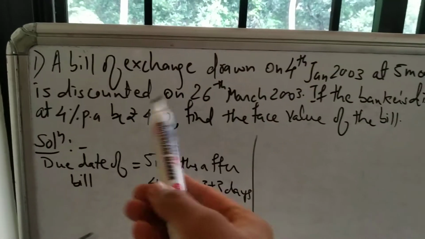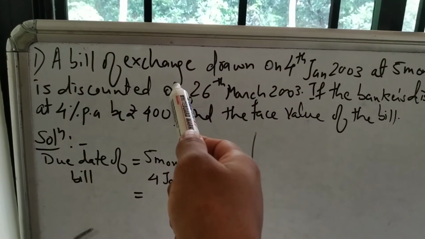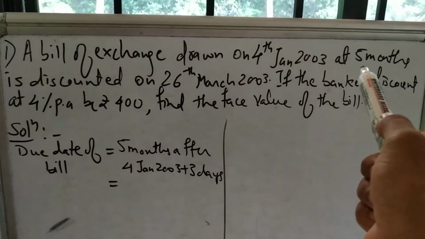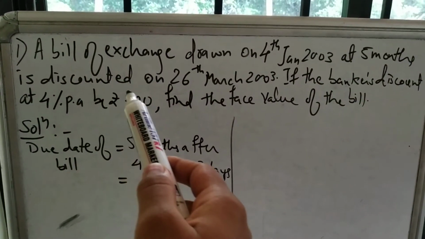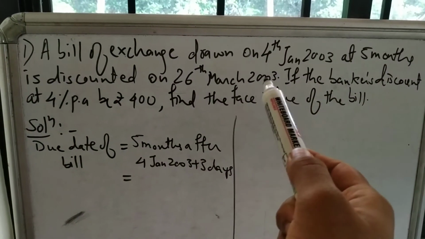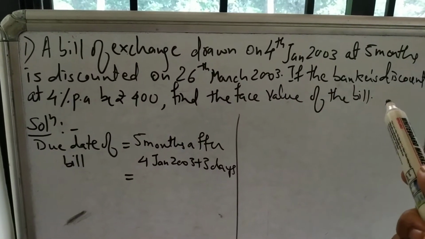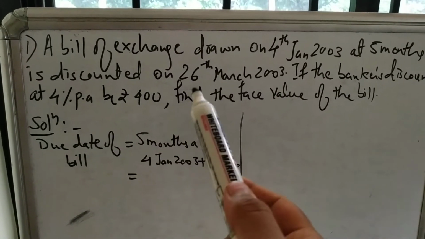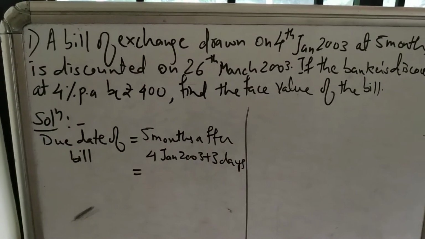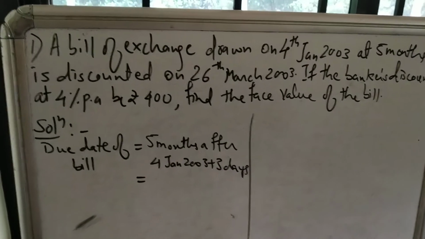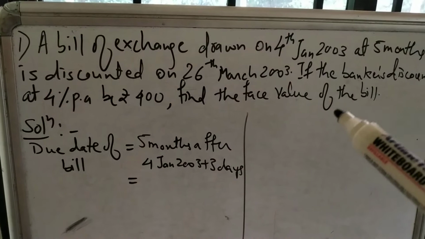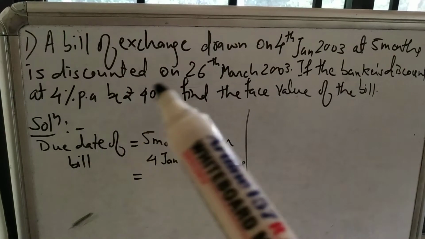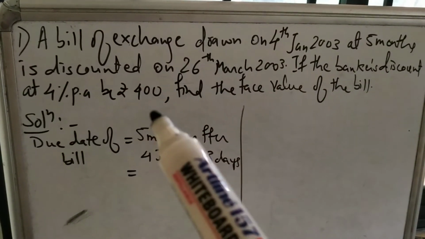I'll read the problem. A bill of exchange drawn on 4th January 2003 at 5 months is discounted on 26th March 2003. If the banker's discount at 4% per annum be rupees 400, find the face value of the bill. So in this problem we are asked to find the face value of the bill, and they have given us the rate of interest, that is 4%, and they have given us the banker's discount as rupees 400.